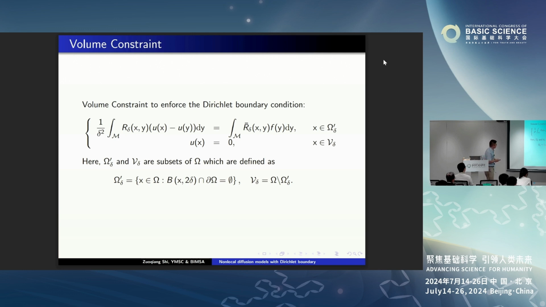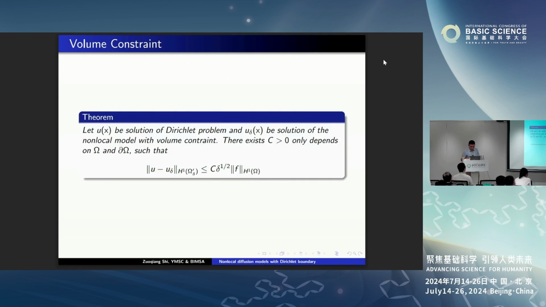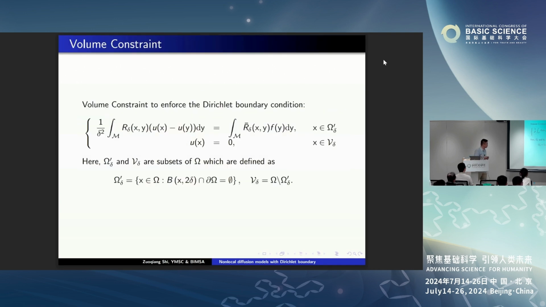Here, V delta is just a small layer adjacent to the boundary. And we can prove that this nonlocal model, as delta goes to 0, converges to the solution of the counterpart local model at this rate, square root of delta, which is not very hard. But we can only prove that it converges at the rate of square root of delta. Okay, this is the first model, the volume constraint model.